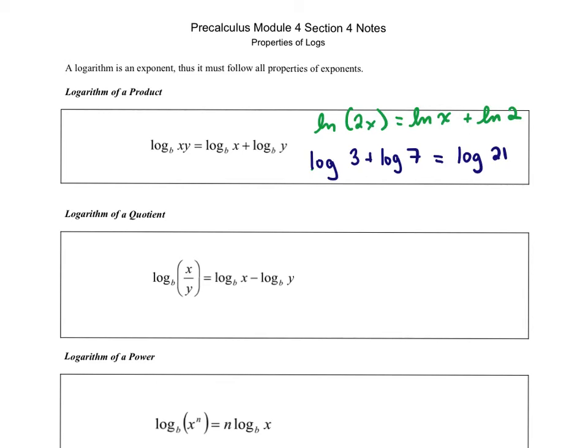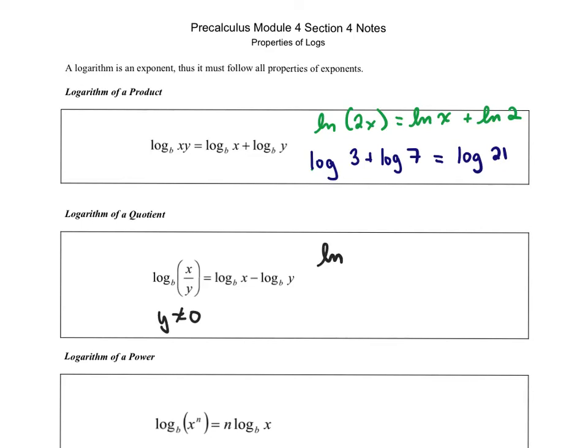Second property we'll look at is logarithm of a quotient, and that's when you have two things divided. So this is log base b of x divided by y. Of course, y can't be 0. And of course, the whole quotient has to be positive, because remember, anything put into a log has to be positive. But if you have a quotient of these two things, then you can simply write it as log base b of x minus log base b of y.